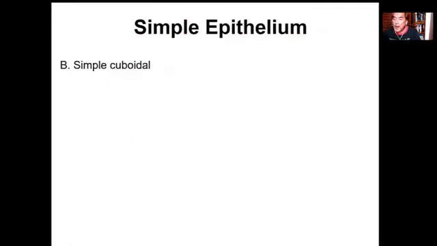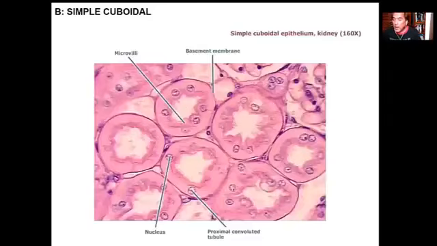Now, let's take a look at simple cuboidal. Again, this is a tube lined by cuboidal cells. Sometimes I don't see the nucleus here, but it depends on the cut, okay? But another way to verify, if I see a cuboidal cell, is to take a look at the shape of the nucleus.